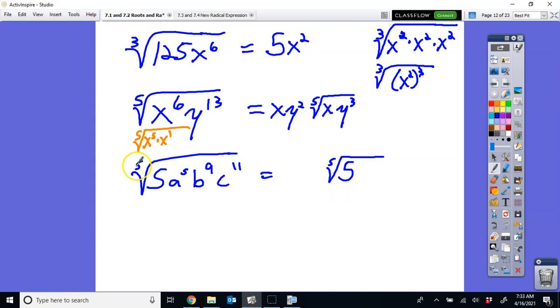So now with the variables here, 5 goes into 5 1 time with none left over. So a to the first comes out. 5 goes into 9 1 time with 4 left over. So b to the first comes out, b to the fourth left over. 5 goes into 11 2 times with 1 left over. So c squared comes out with c to the first left over. Again, I'm not going to beat you over the head with a ton of these on the test or anything, but I just want to make sure that you can understand how roots are working with numbers and with variables.